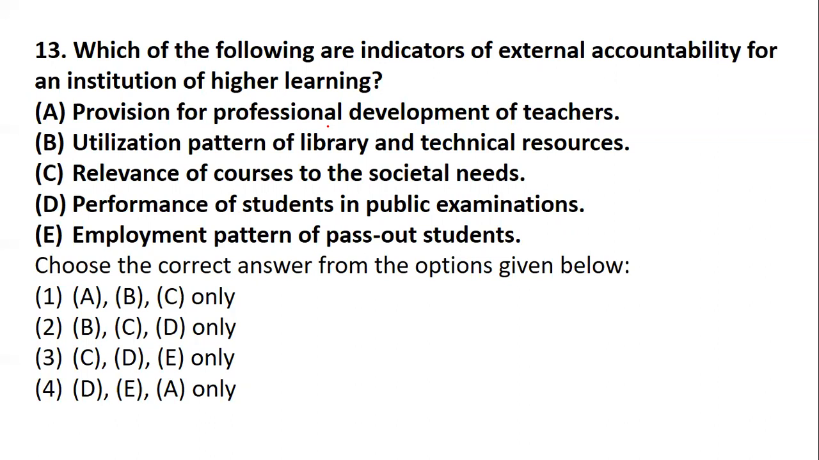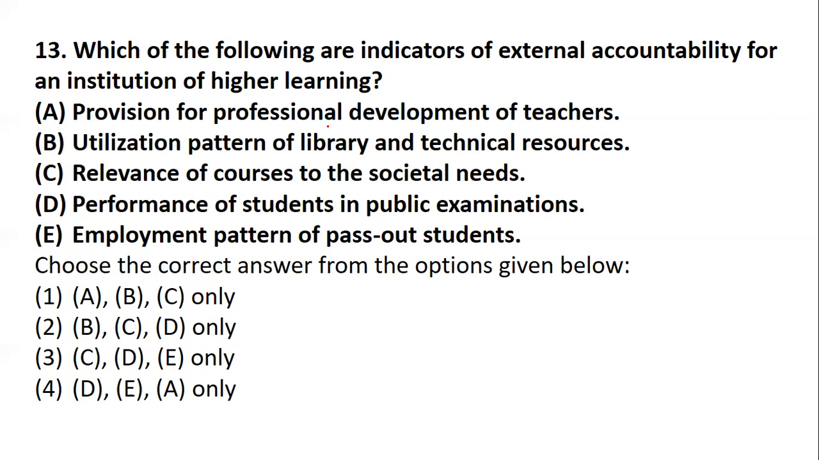So basically what does it indicate? When we're talking about external accountability for the institution of higher learning, it includes provision for professional development, utilization pattern of library and technical resources, relevance of course to the societal needs, performance of students in public examinations, or employment pattern of pass out students. So what is it indicating from the given list?